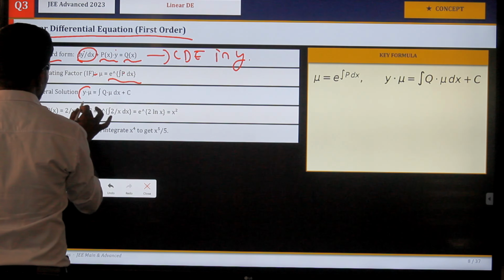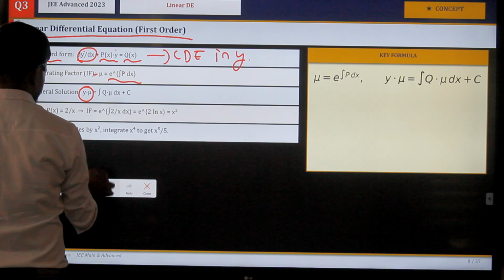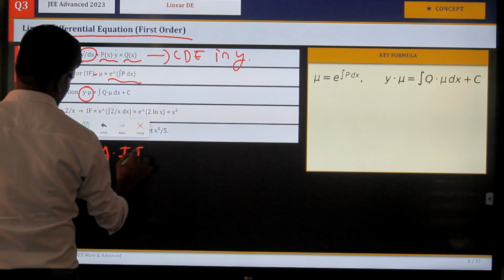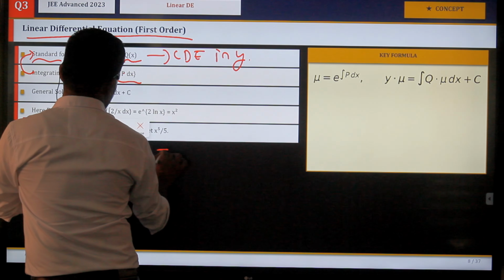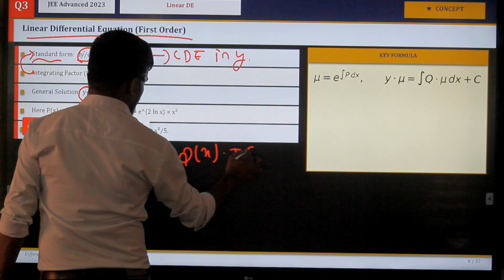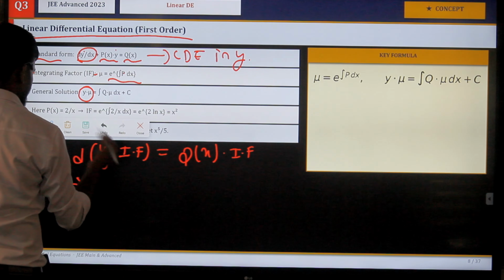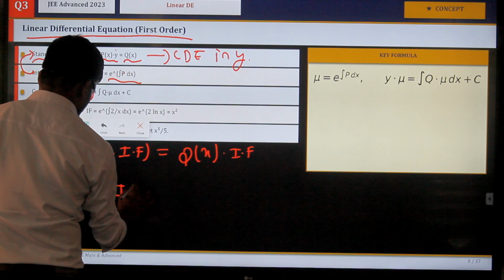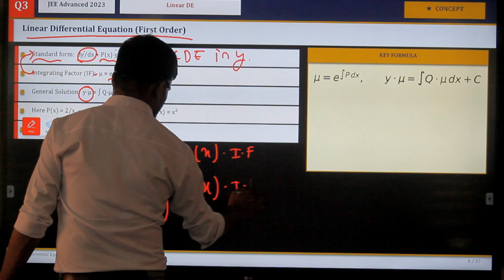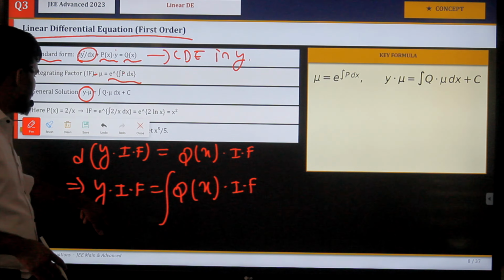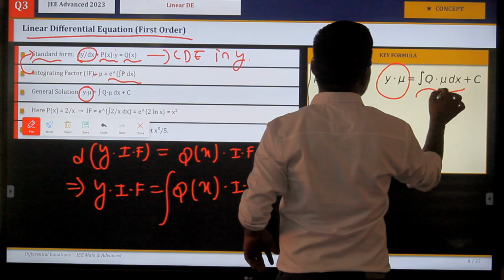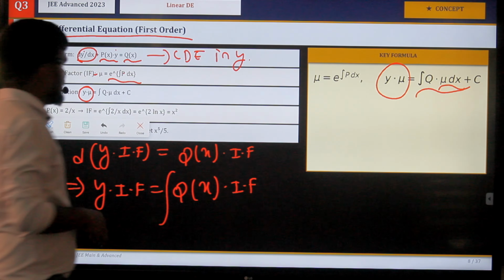After multiplying, the left hand side becomes the derivative of y into the integrating factor, dependent variable into integrating factor, and the right side becomes q of x into the integrating factor. From here, we integrate both sides: dependent variable into integrating factor is equal to the integration of the right hand side into the integrating factor. After doing the integration, we will get the required solution.